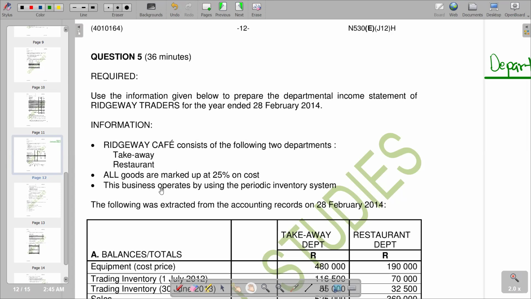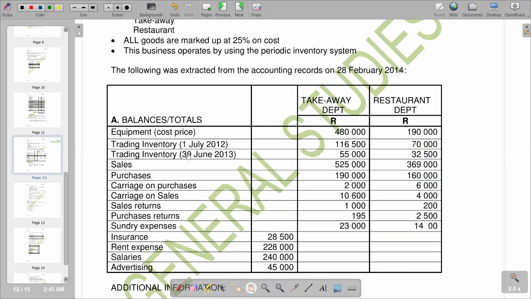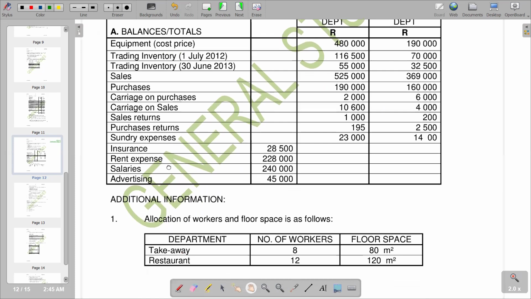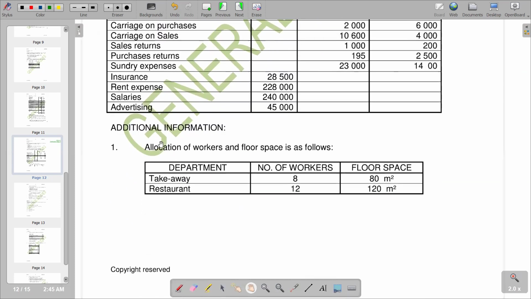The last point is that this business operates by using the periodic inventory system. So it is very important to take note that the inventory system being used is periodic. Then the following statement reads: the following was extracted from the accounting records of 20 February 2014, with a takeaway department column and a restaurant department column, and the information that goes down, which you need to take note of.